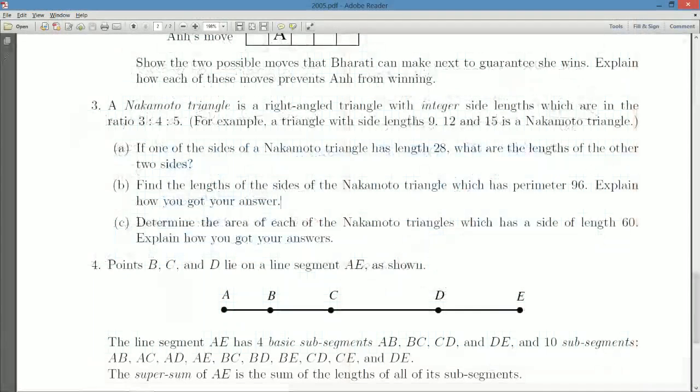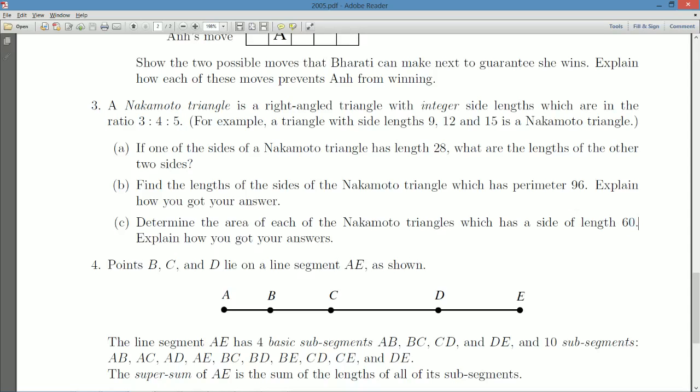All right. So C part. Determine the area of each, so I'm guessing there's going to be a couple, each of the Nakamoto triangles, which has a side length of 60. Okay. So remember the side length of 28. The reason we were able to figure out exactly one triangle there is because 28 is not divisible by 3. It's not divisible by 5. It's only divisible by 4. So it can only be the length associated to 4 in the ratio 3, 4, 5.